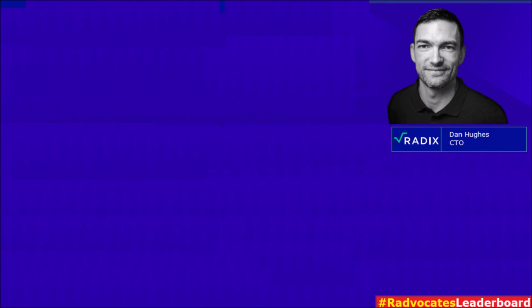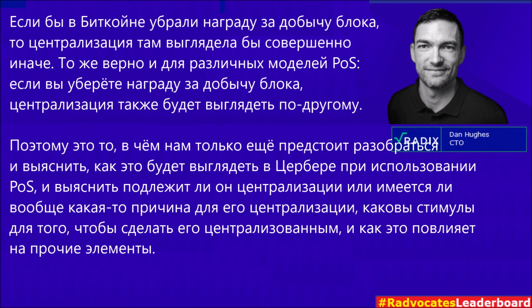If you took the block reward away from Bitcoin, then the centralization of Bitcoin would look completely different. The same with various proof of stake models. You take the block reward away, and your proof of stake centralization would also look different. So that's something we've still got to kind of dig into and figure out what that looks like on Cerberus using proof of stake, and figure out, does it centralize, or is there any reason for it to centralize? What are the incentives that make it centralize, and how does that affect things?